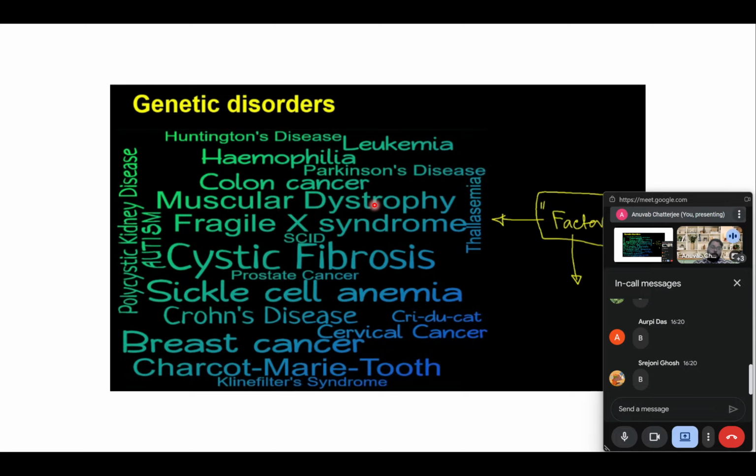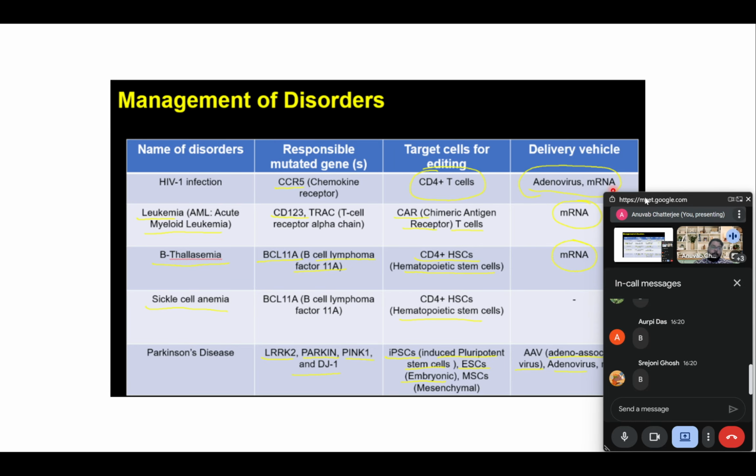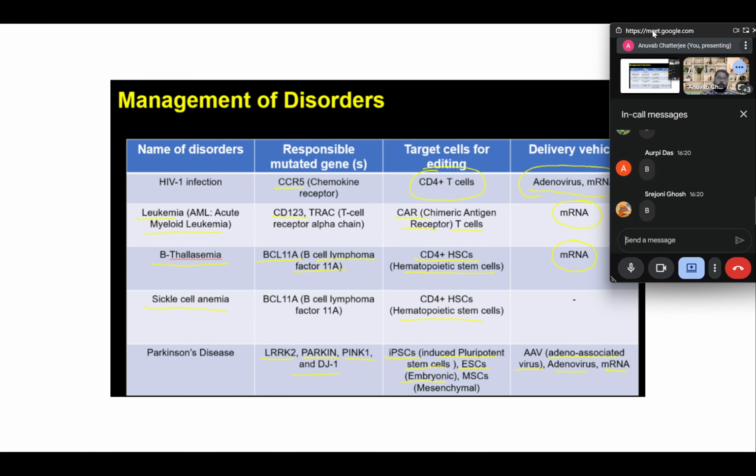And thus, it is a very important field of research in which we are trying to figure out better and better tools to artificially edit the DNA present in our cells so that you can make the problems go away. You can fix the disease. So, for example, these are examples of different disorders, and then the techniques that we use in order to fix them, such as HIV-1 infection. You use an adenovirus-mediated or an mRNA-mediated targeting strategy to change the different DNA sequences associated. In case of leukemia, do the same.